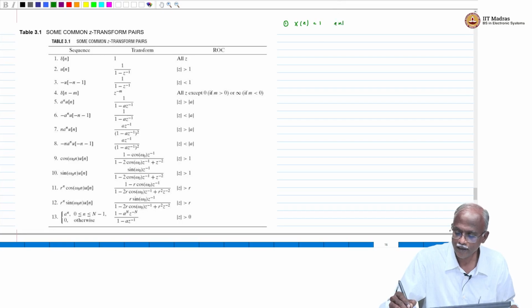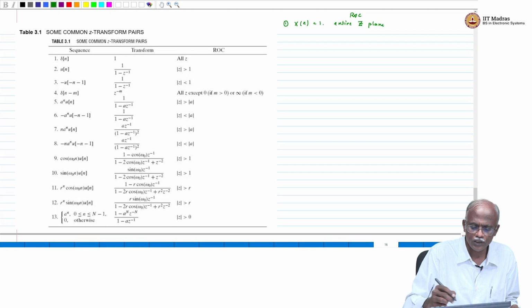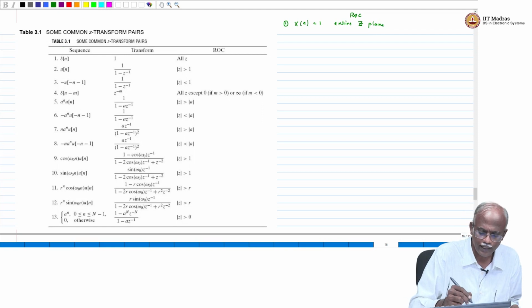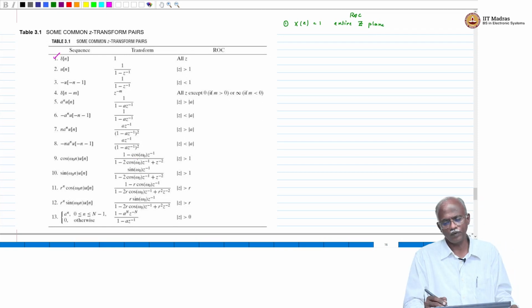The ROC: there are no positive powers of z, there are no negative powers of z, so the entire z plane is the ROC. It's a constant. So therefore, we can put a tick mark to this particular one.